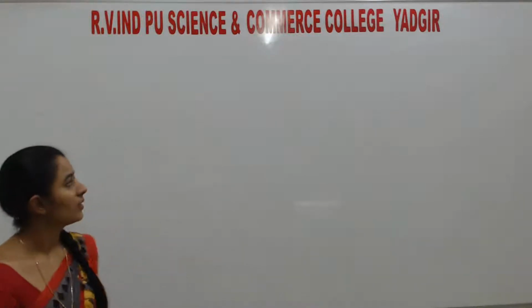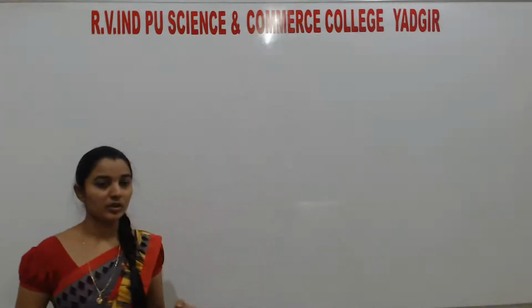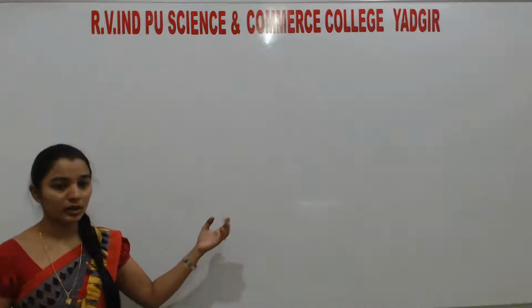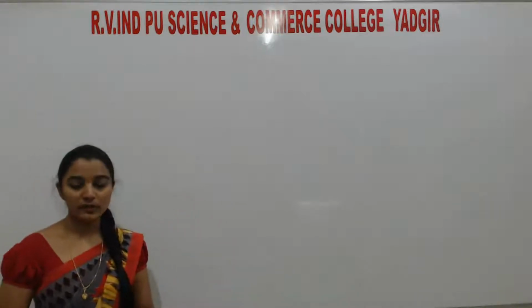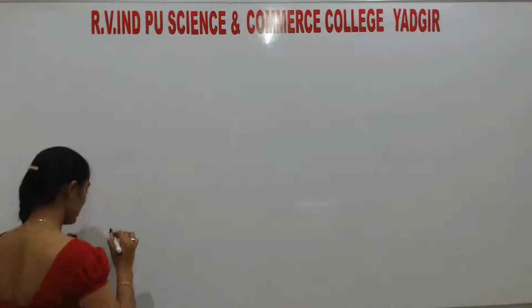Good morning, students. In the last class, we discussed the nomenclature of some organic compounds up to alkynes, alkyl halides, alcohols, and phenols. Today, we will continue with the next organic compounds. So, another one is here.